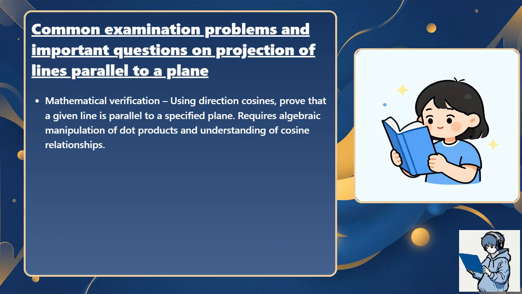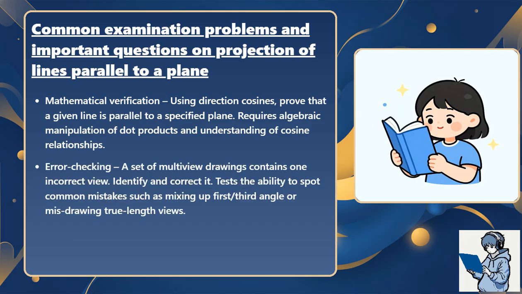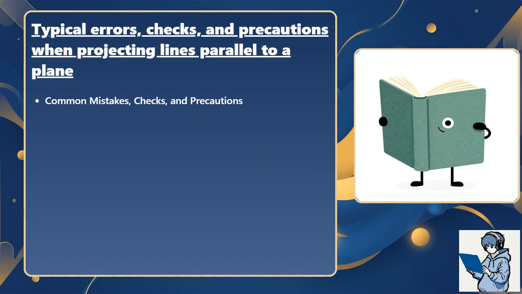Mathematical verification: using direction cosines, prove that a given line is parallel to a specified plane. This requires algebraic manipulation of dot products and understanding of cosine relationships. Error checking: a set of multi-view drawings contains one incorrect view. Identify and correct it. This tests the ability to spot common mistakes such as mixing up first and third angle or missing true-length views. Common mistakes, checks, and precautions.